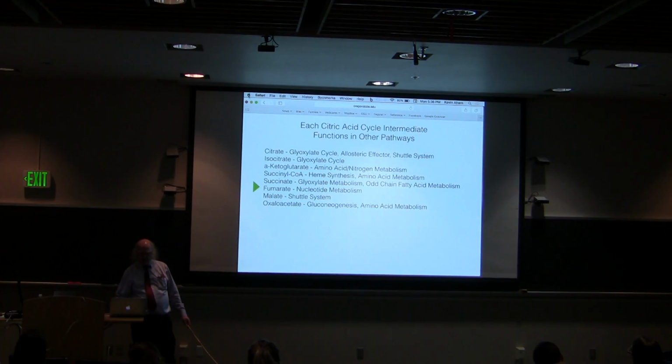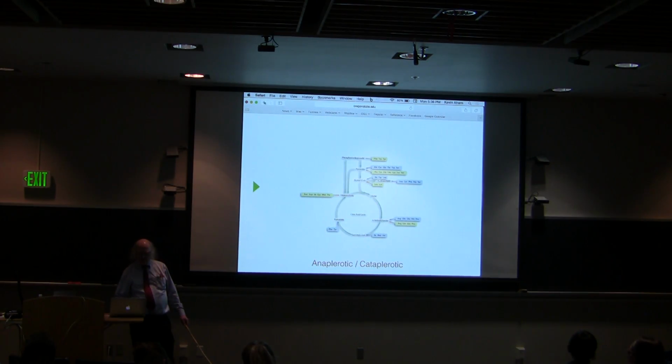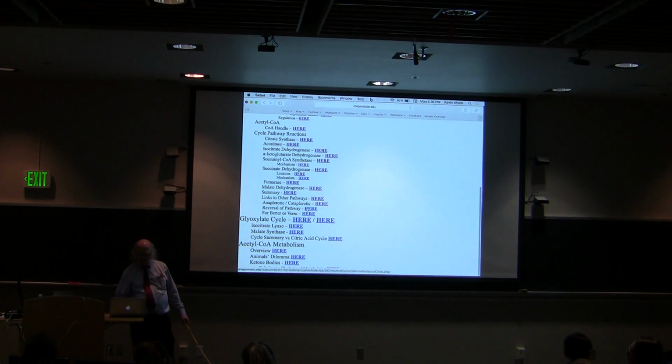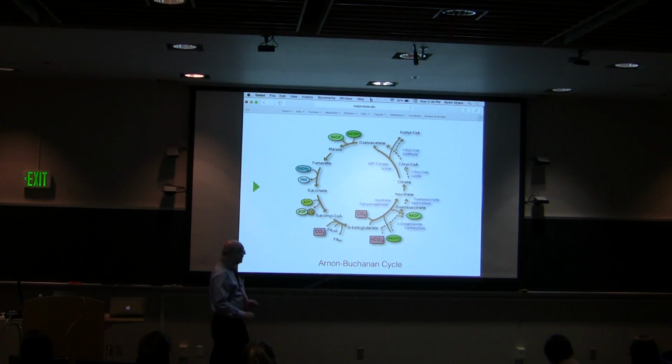So there's the other pathways. I'm not going to go through that. I've already mentioned those to you briefly. Anaplerotic, cataplerotic, I've talked about that already too, so I won't go through that. And the reversal of the pathway, which is a little unusual, as I mentioned in class.